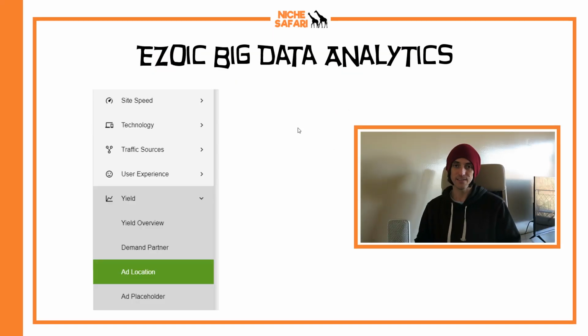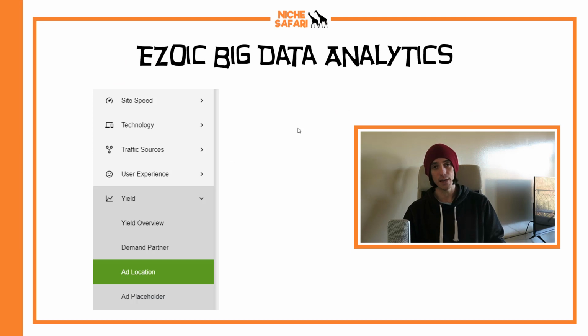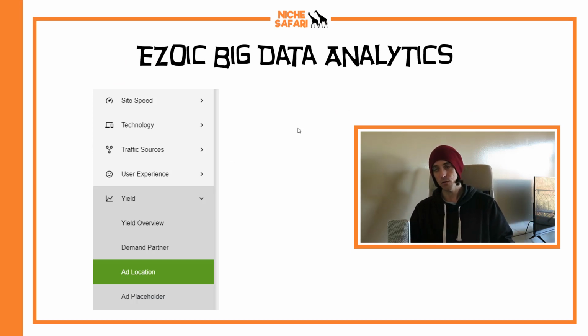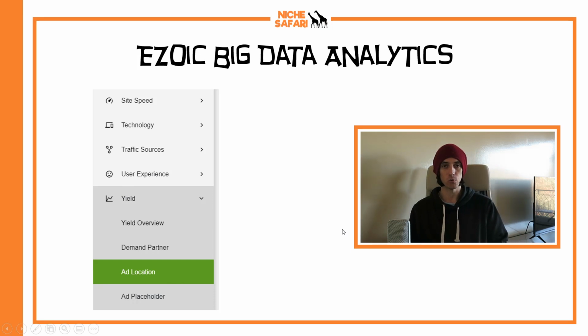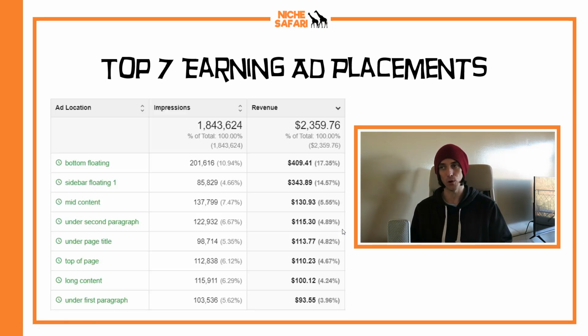To get started, if you have Ezoic, you can follow along. If you don't, that's all right, you can just see what the results are. Those of you who do have Ezoic can go into Big Data Analytics, click on Yield on the left-hand side and Add Location, and it'll show you all of the data that we're looking at in this video.